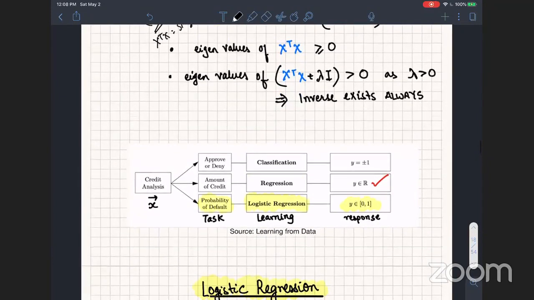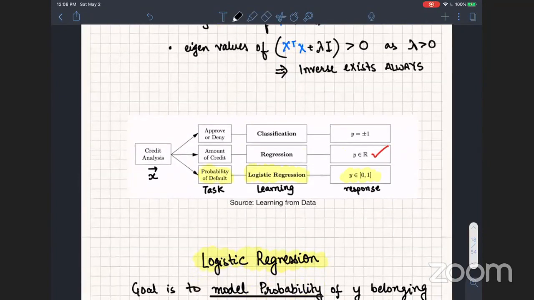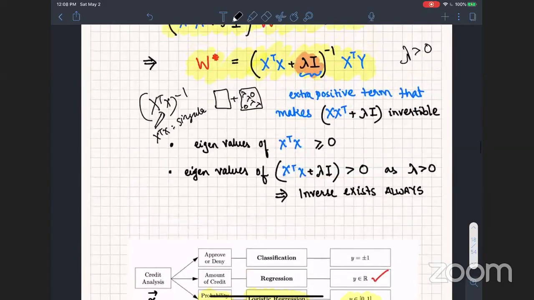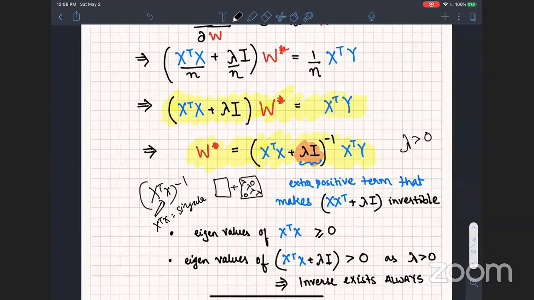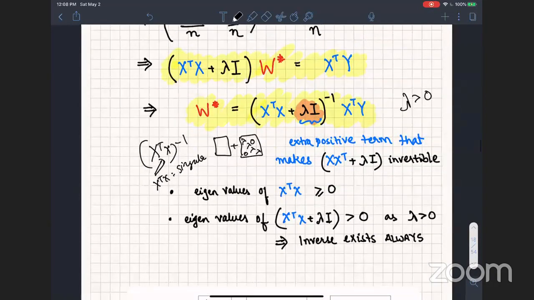Try out these derivations yourself. Now let's move on. Are there any quick questions on this? There was a question of why it's called a ridge: because of this ridge term, some kind of lambda I constant which is added.